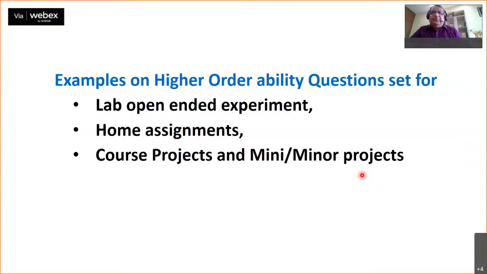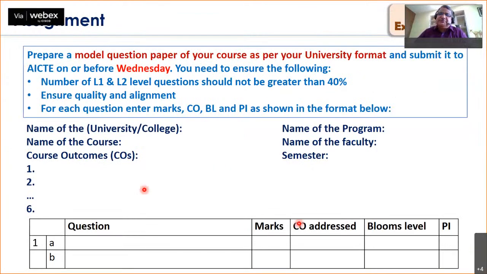Some samples I will show you. Okay. So this one is mandatory. Everybody has to submit. Okay. Today only or before tomorrow, 9 a.m., you submit. As said, Saurabh of AICTE will share the link with you.